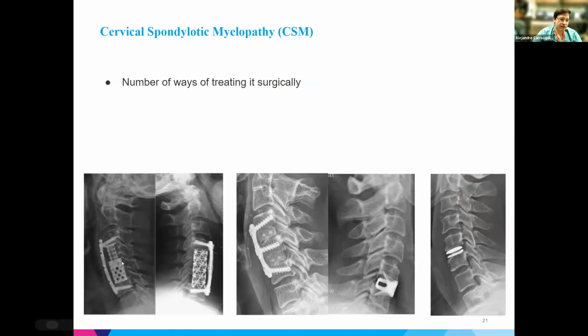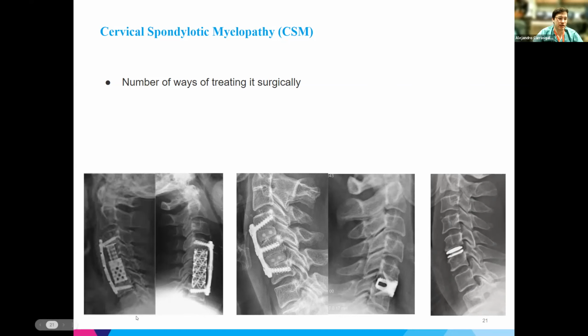Yeah, these are two different patients. What do we call this surgical treatment here? This procedure, where you have to do a corpectomy and then you have to put in the cage. Yep, that's exactly right. Corpectomy.